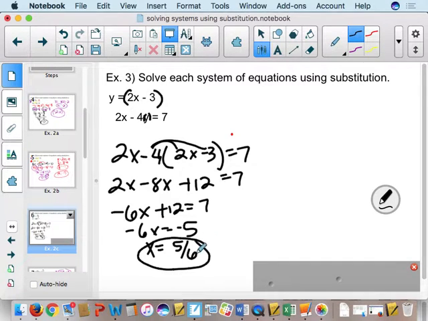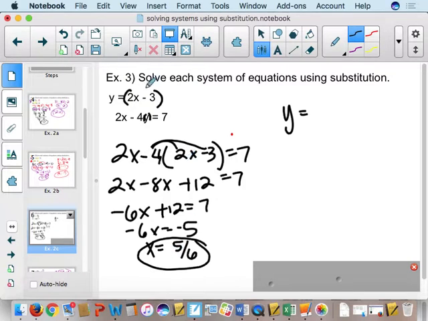Always plug in a fraction. Okay, if you wrote it in your ordered pair as a decimal, that would be fine. But we want to plug this 5/6 in for the x. Now I know that some of you are not as confident with fractions as you can be. So you would just use your calculator, okay?